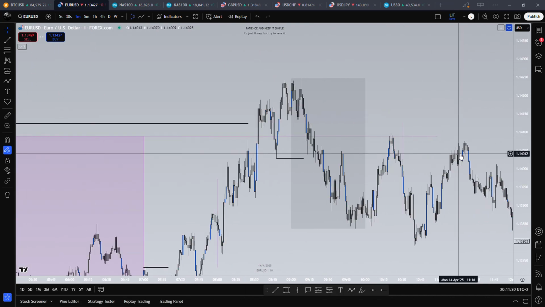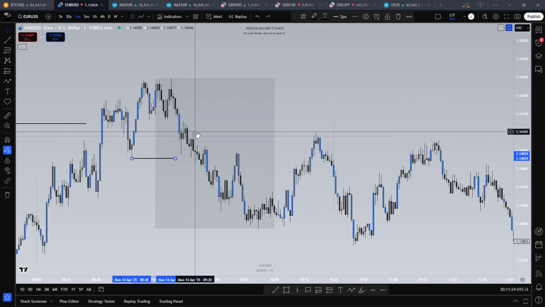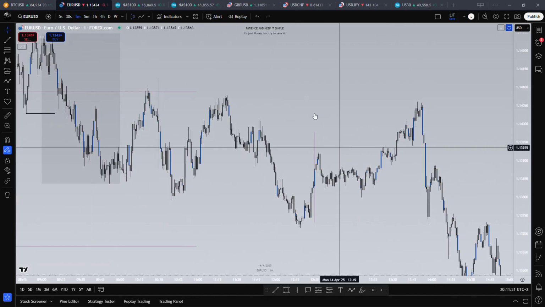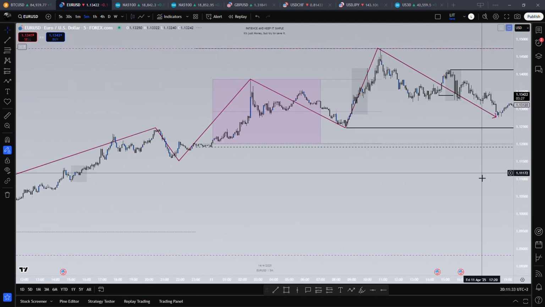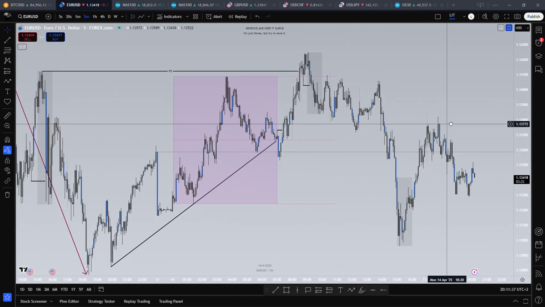After having the break of structure here, I was waiting for this to be taken, but the price never took it. So it went down. That's okay. I didn't want to trade a shitty trade.